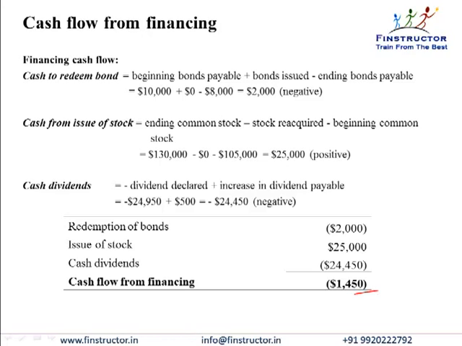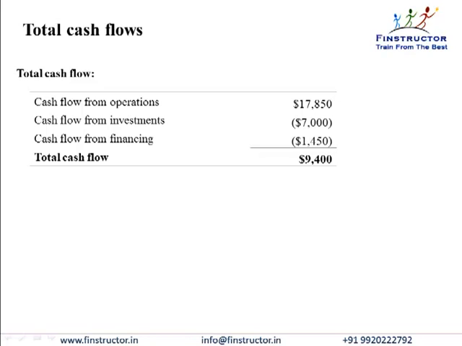This is a solution to the cash flow from financing. And we can depict the total cash flows as from operations $17,850, from investments minus $7,000 and $1,450 going out in financing, giving us the total cash flow of $9,400.